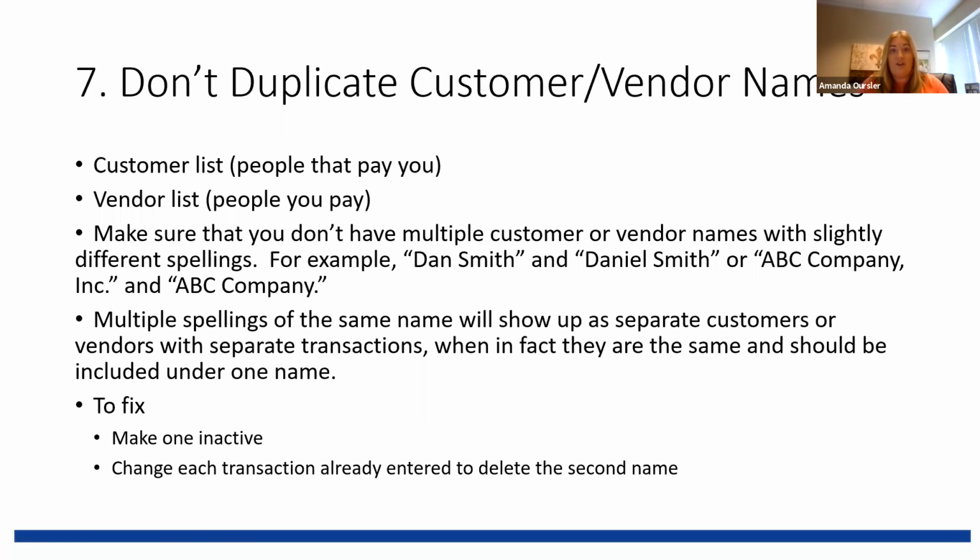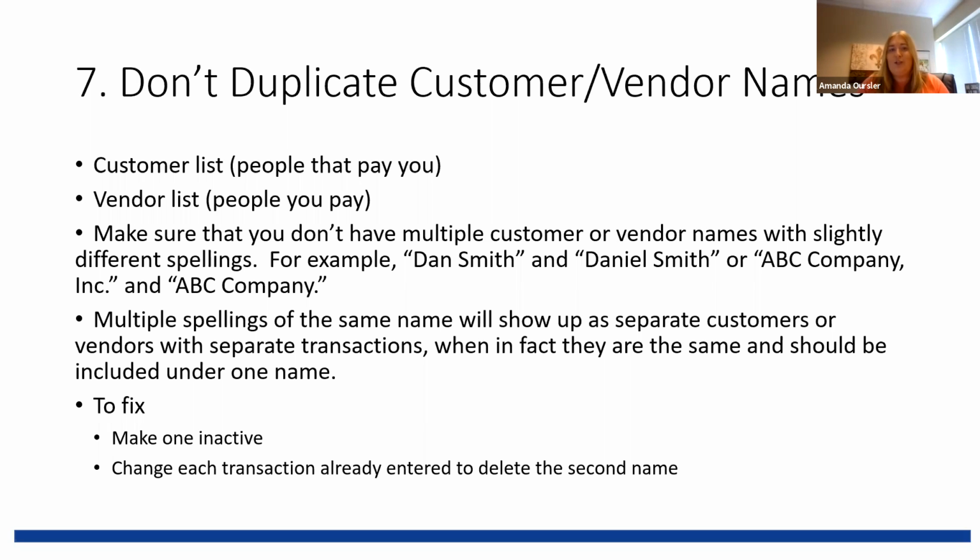That's the beauty of QuickBooks, once you've entered something, it doesn't mean that it's going to be that way forever. You're able to go in and change it. Once you change it so that there are no transactions linked to Dan Smith, you're able to delete that one and get that limit item back for you.